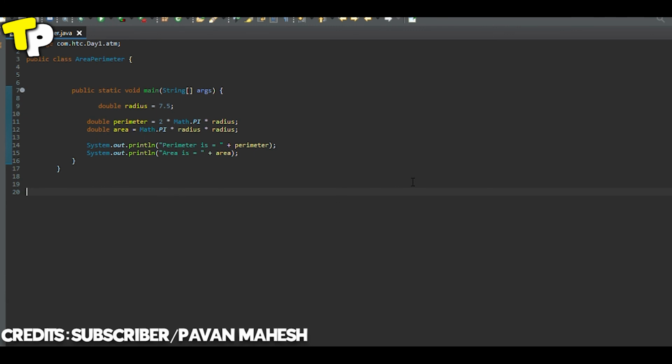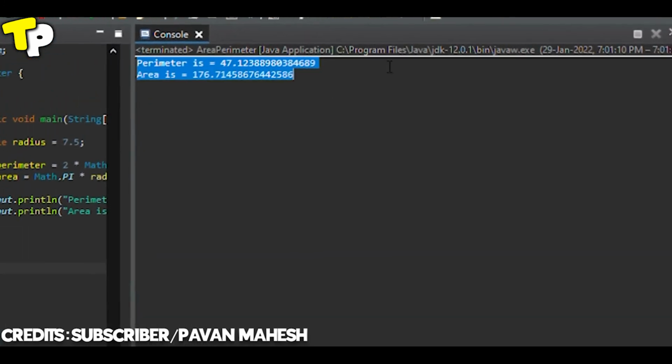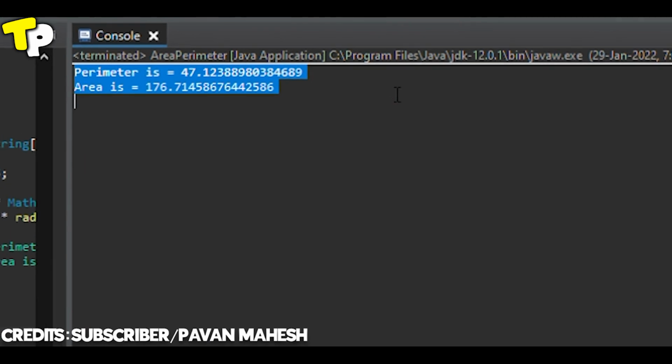Here we go, perimeter equals, area equals. So I believe you got the point and learned this simple program.